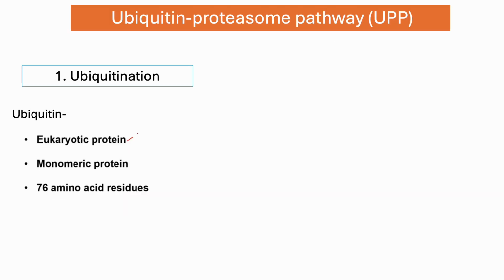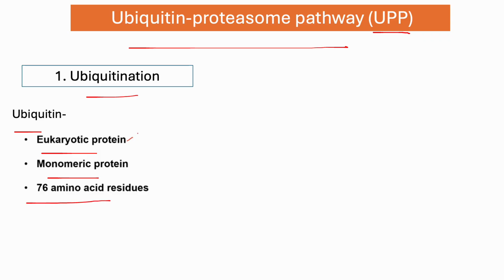Let's talk about the ubiquitin-proteasome pathway, how plants or animals use this pathway to degrade their misfolded proteins. So first, ubiquitination. Ubiquitin itself is also a eukaryotic protein, and it is a monomeric protein. That means it contains only one polypeptide chain, and only 76 amino acid residues.